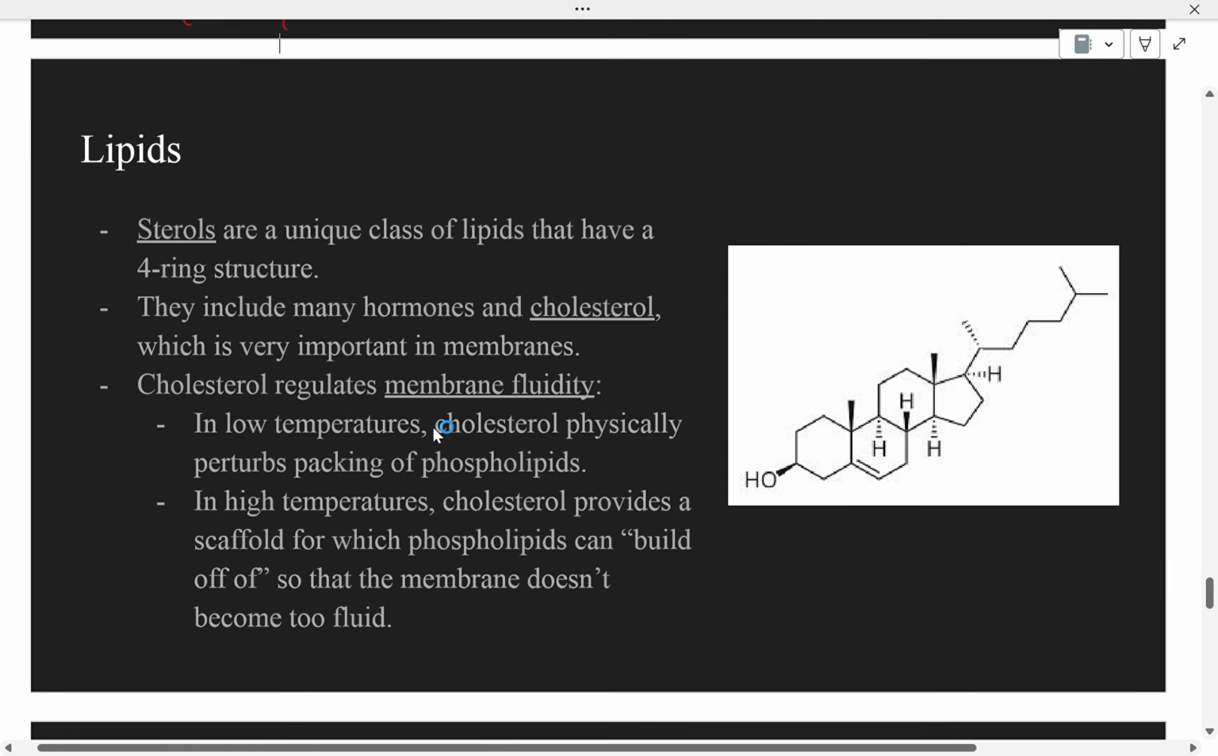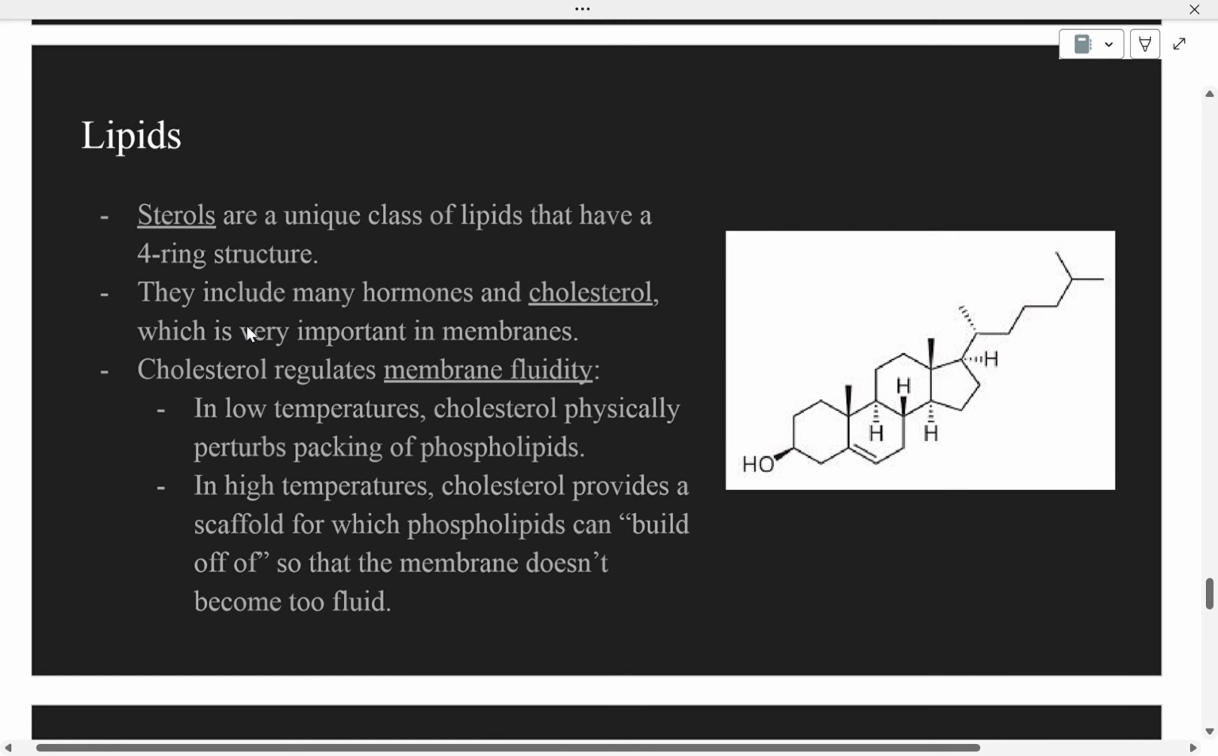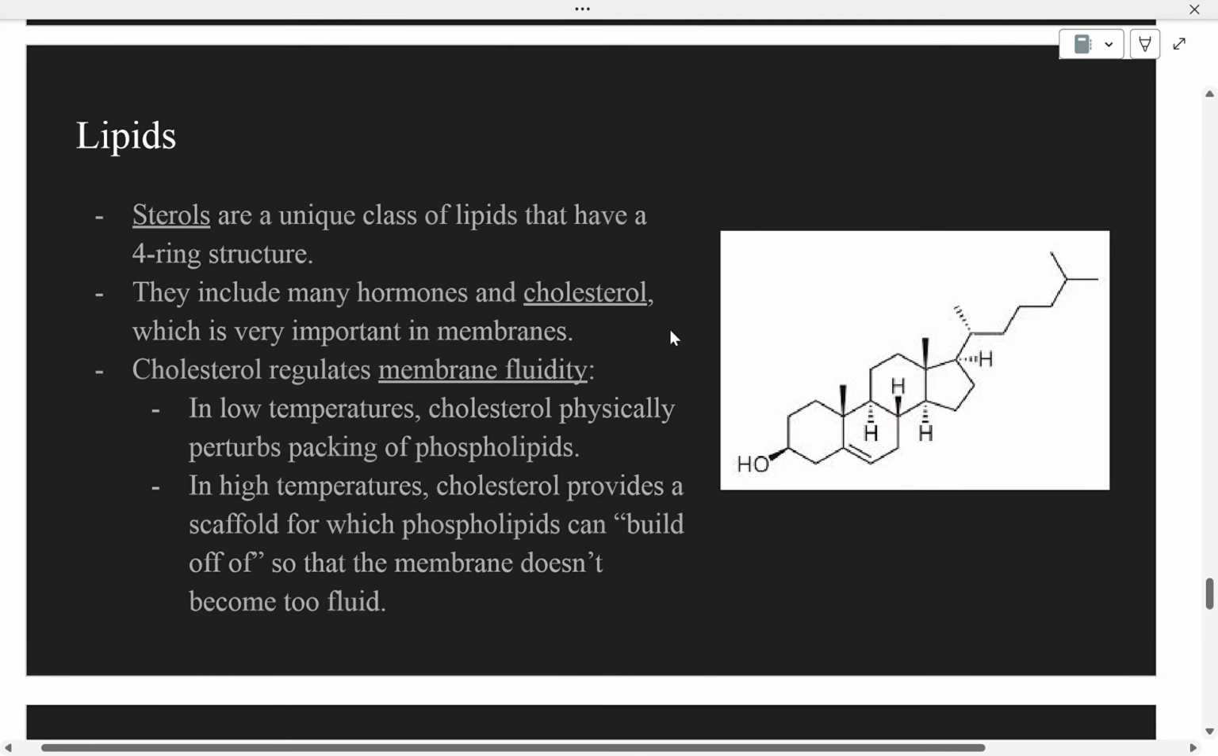Okay, then let's look at what we call sterols. So sterols are a unique type of lipid, and they have these 4 ring structures, as you can see on the right. And remember, each of these intersections is a carbon atom. So we have these 4 rings. Some types of sterols are hormones, like estrogen or testosterone. And then we also have cholesterol, which is a type of sterol. And cholesterol, we'll see, plays a very important role in membranes.